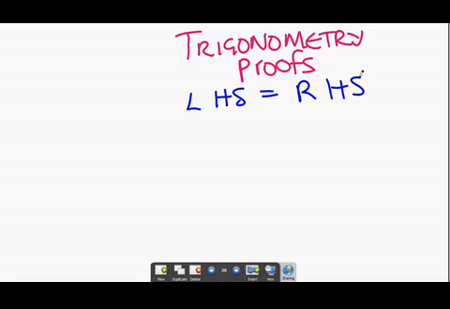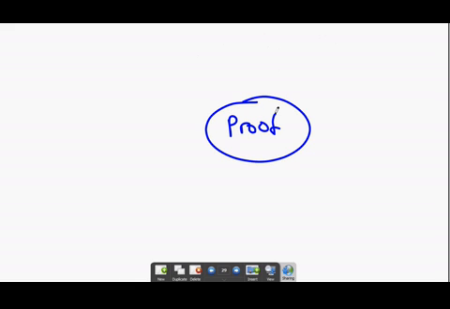Now my strategy is that I always say for me to get to the proof, I need to earn as many marks as possible. So the first thing is I must look at both sides.